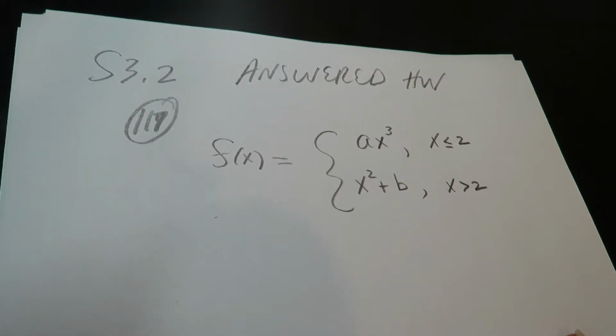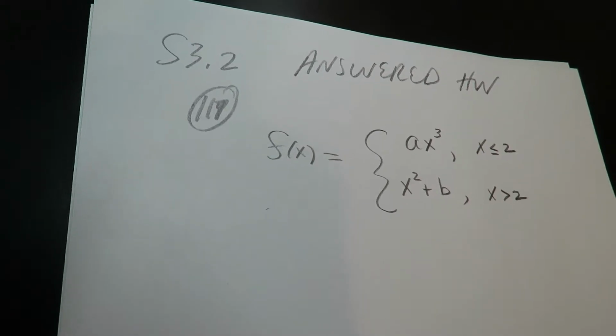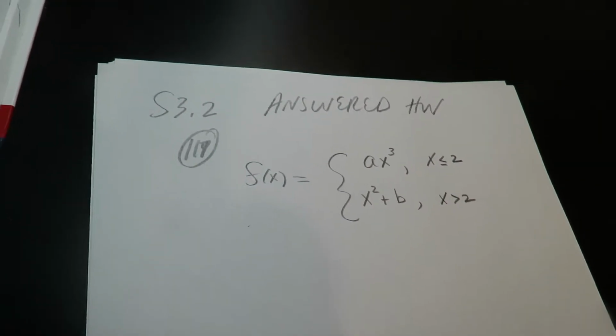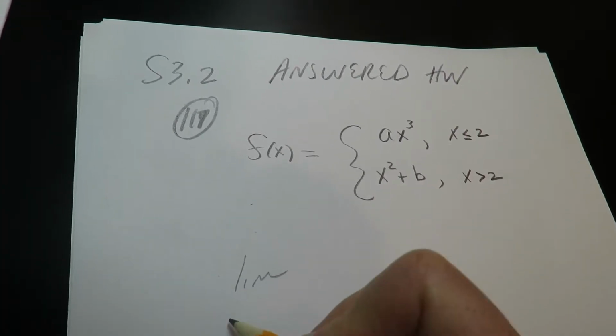Hey gang, we are going to make this function differentiable everywhere. We're going to find A and B. So there's two big steps we have to do.